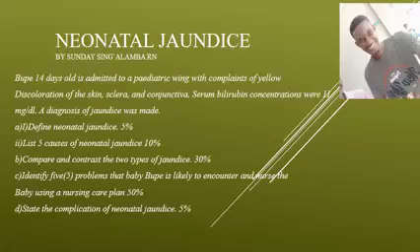Then moving to our question now, the question was saying compare and contrast the two types of jaundice. There are two main types of jaundice, right? We have pathological jaundice and we also have physiological jaundice. Physiological jaundice is just a form of jaundice that comes as a result of the normal transition process of a child.